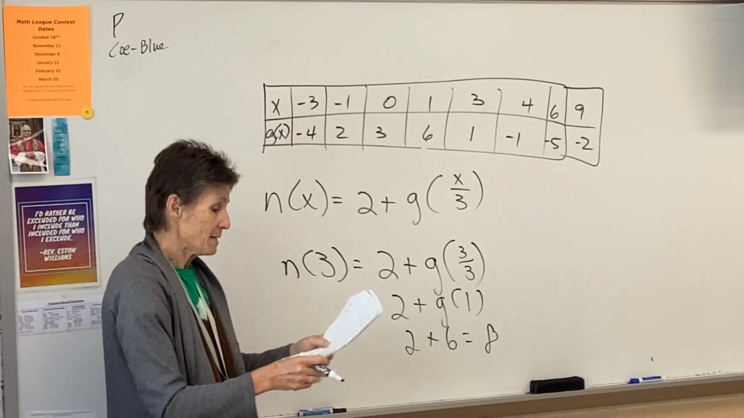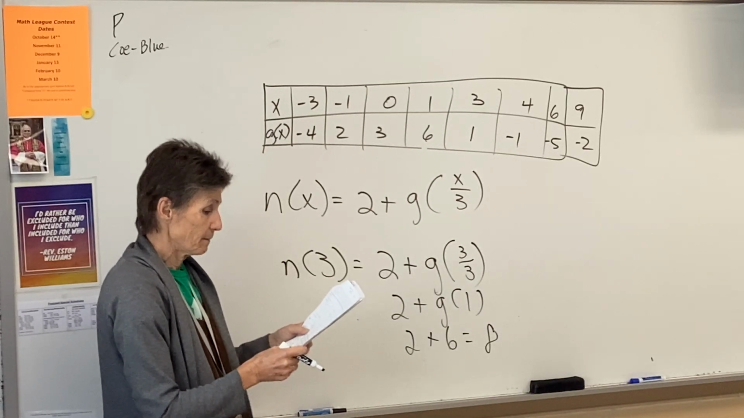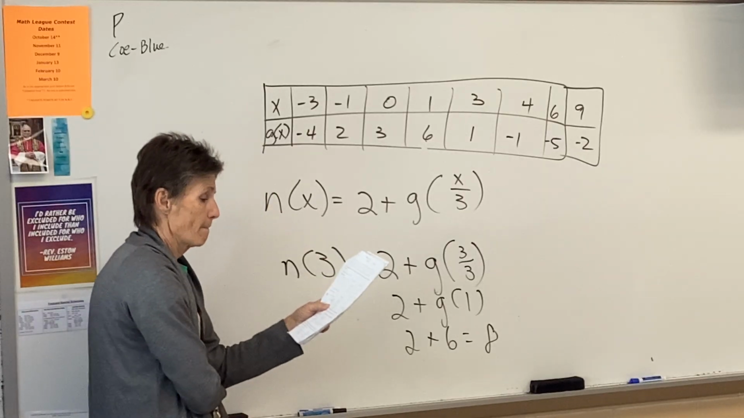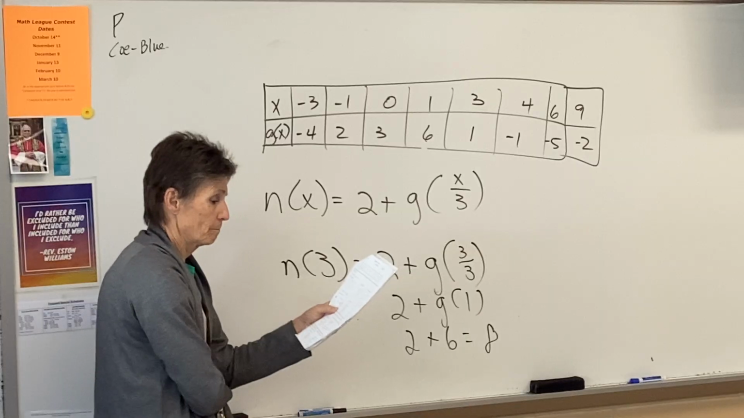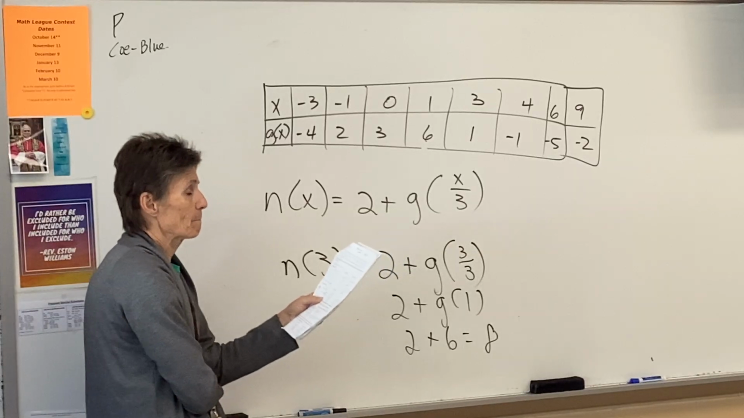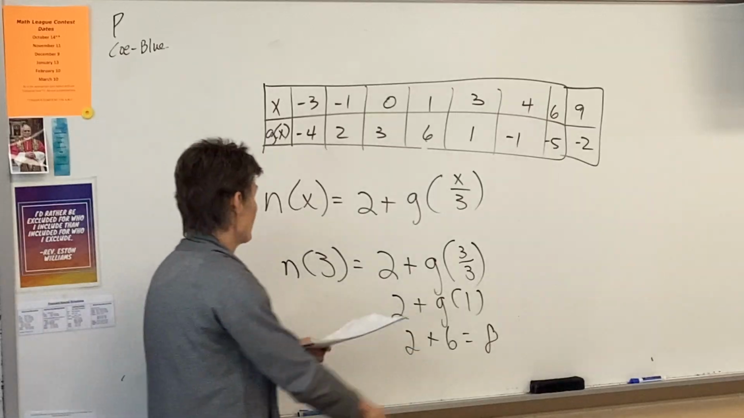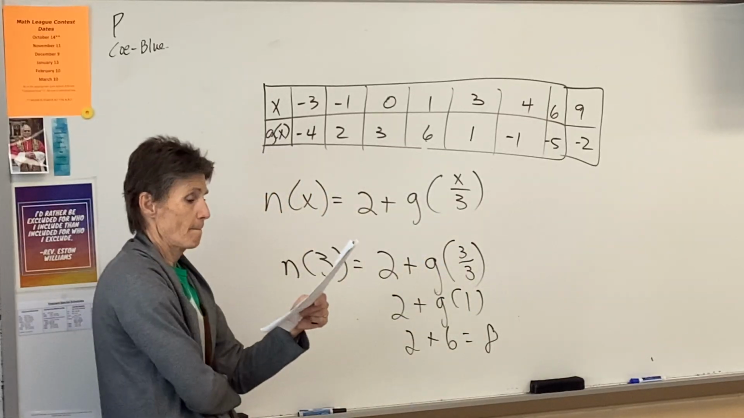Okay, how about B? Do B right now, see if you can get B figured out. You're doing the same thing. You're putting negative 3 in there now.